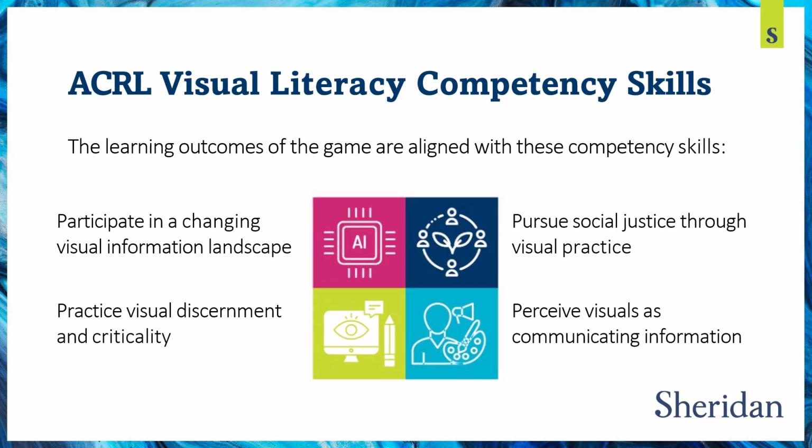I identified the learning outcomes for both stories. The learning outcomes are aligned with ACRL's Visual Literacy Competency Skills Framework. The 4 competencies are: participate in a changing visual information landscape, practice visual discernment and criticality, pursue social justice through visual practice, and perceive visuals as communicating information.